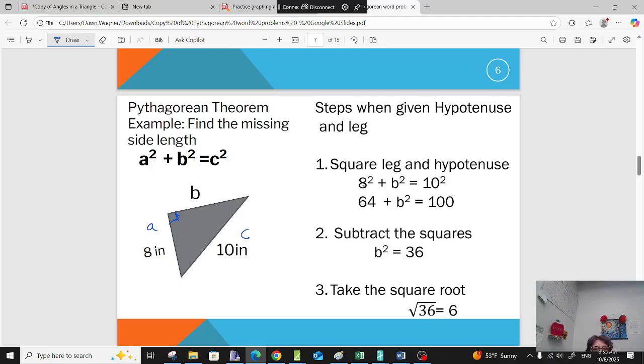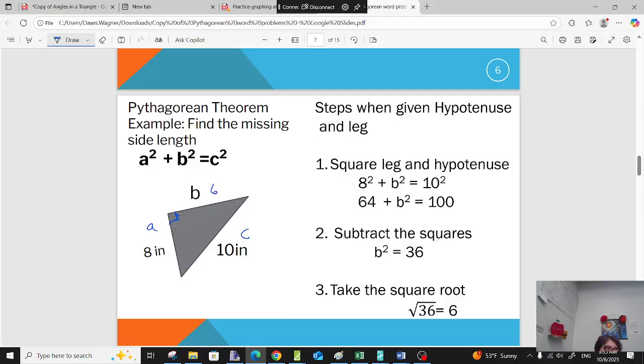You would substitute 8 in. 8 squared plus B squared equals 10 squared. 64 plus B squared equals 100. I subtracted the squares, and then you take the square root, which is 6.